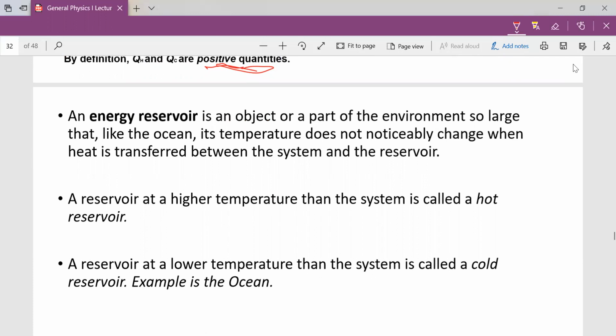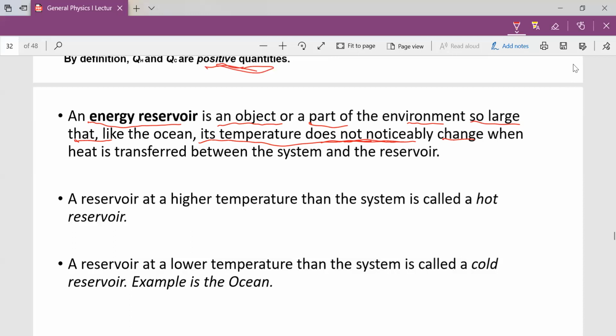Okay. An energy reservoir is an object or part of the environment that is large enough such that its temperature does not change easily. The change does not noticeably change. So you have an object that can absorb temperature. Such an object is called an energy reservoir, just like your batteries.